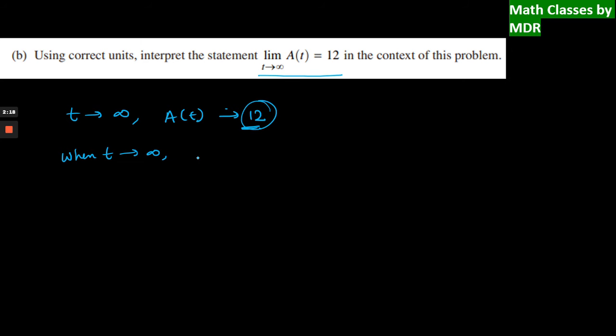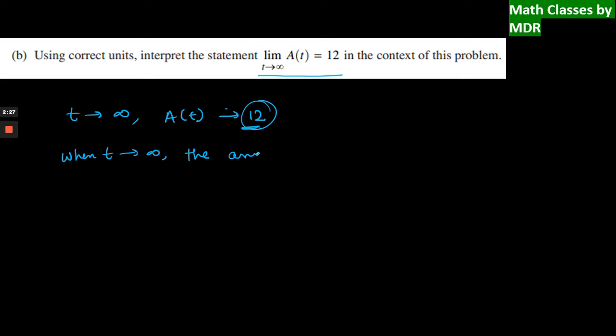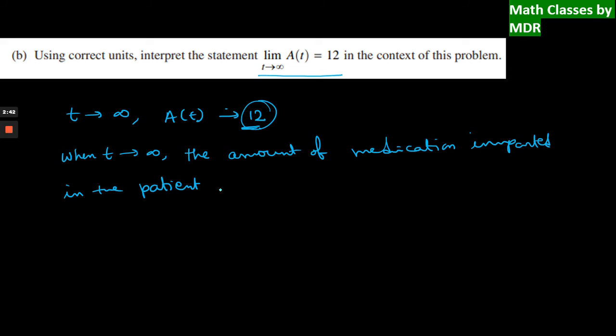So you can write it in 2 ways. The amount of medication imparted in the patient is 12 mg. Or maybe you can write it another way: a maximum of 12 mg can be imparted in the patient's body, irrespective of the time, that is, even though time tends to infinity. So that's the answer for the second one.